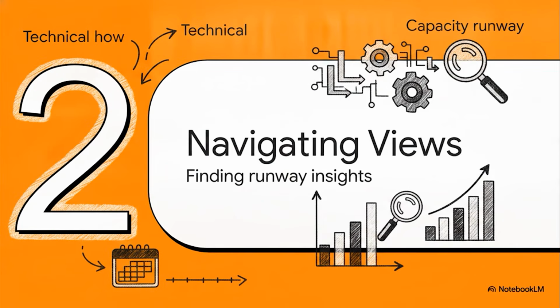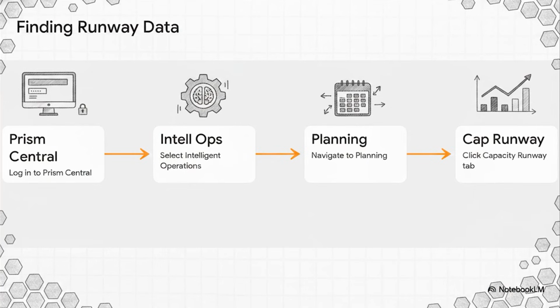Moving right along to Section 2, Navigating the Runway Views. Now that we know the why, let's talk about the technical how. The NCP-MCI exam loves to test your knowledge of the interface, so you should treat this click path as highly testable trivia. To find your predictive data, you start by logging directly into Prism Central. Next, from that application switcher, you select Intelligent Operations. After that, you navigate over to Planning from the navigation bar. And finally, you click the Capacity Runway tab. That exact sequence takes you right to the summary view of all your registered clusters and their specific resource runway info. Definitely memorize this path.